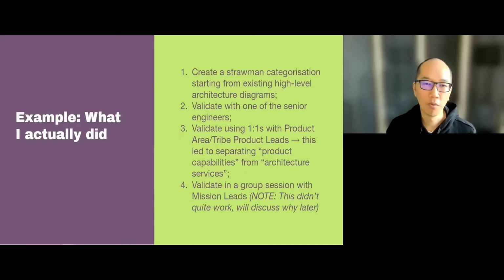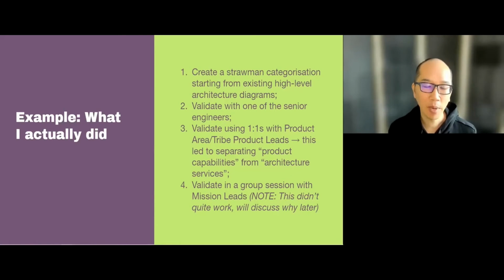And now I'll go to a more concrete example of what I actually attempted, and the activities that occurred here. So my step one was creating a straw man categorization of architectural services, starting from the existing high-level architecture diagrams that we had. Step two, validated with one of the senior engineers about whether or not my categorization made sense. And step three, validating what we came up with using one-on-ones with all the product area tribe product leads. This is our equivalent of a department lead.